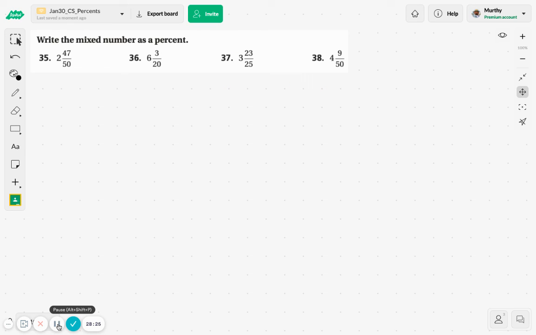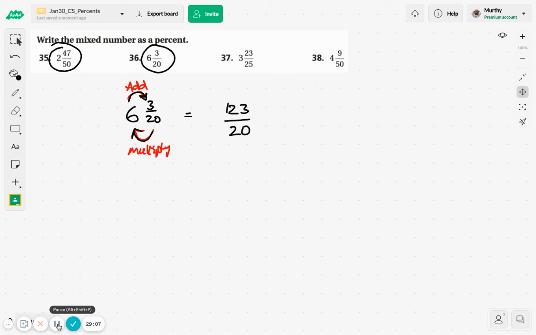And next you are asked to write the mixed numbers as percentage. First of all, you know how to convert these mixed numbers into improper fractions, like 6 3 over 20. I'll take one question. We multiply, and then we add. Therefore 20 times 6 is 120. 120 plus 3 is 123 over 20.